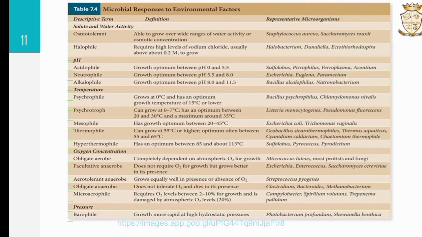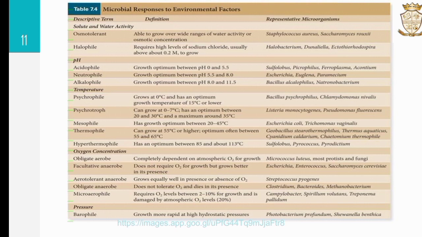The second one is pH. pH is a measure of the hydrogen ion activity of a solution and is defined as the negative log of the hydrogen ion concentration. Each species has a definite pH growth range and pH growth optimum. According to pH, the microbes are categorized into three: acidophiles, neutrophiles, and alkalophiles. The first one is acidophiles. Their growth optimum is between pH 0 and 5.5.